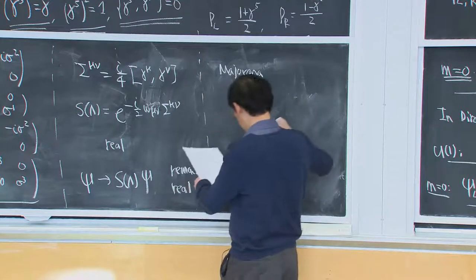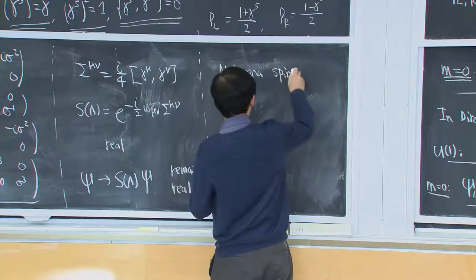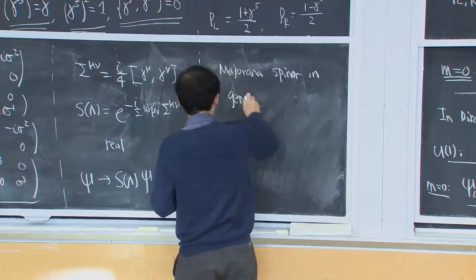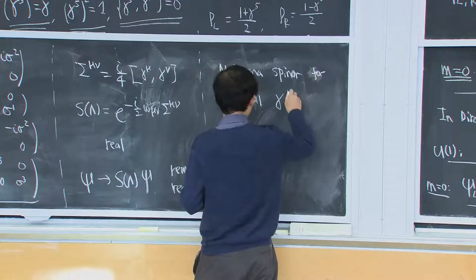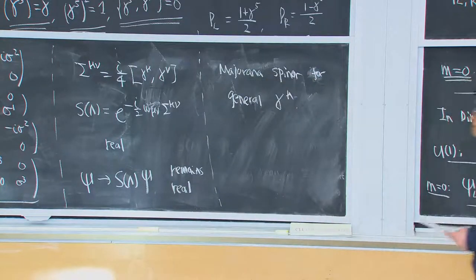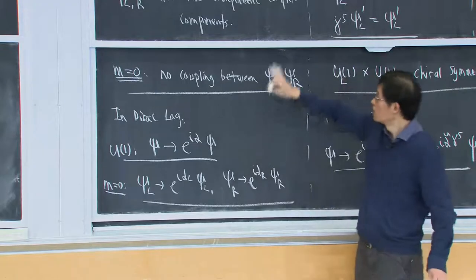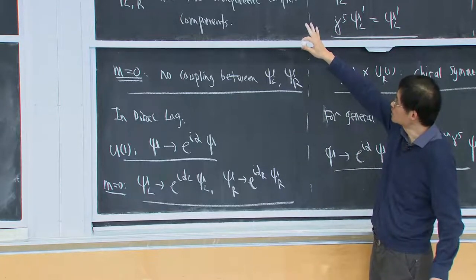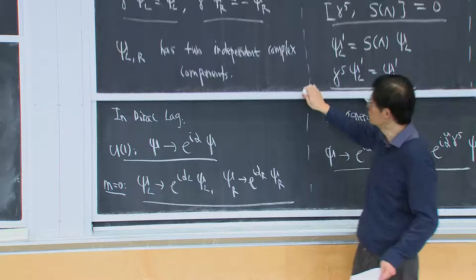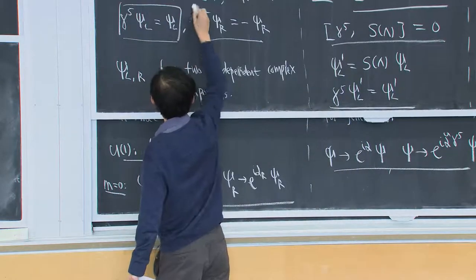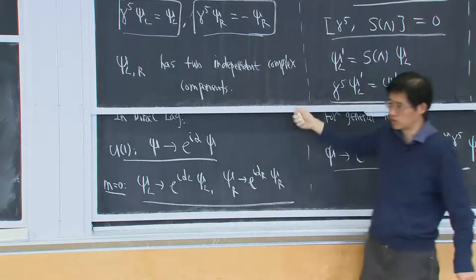so now let's talk about Majorana spinor in general basis, for general gamma mu. So the idea would be similar to the case of the chiral spinor. For the chiral spinor, in the chiral basis, it's very simple, just upper and lower components. But in general, you have to introduce some other structure to isolate psi L and psi R. So you have this non-trivial condition, and the chiral fermion comes from this non-trivial condition.